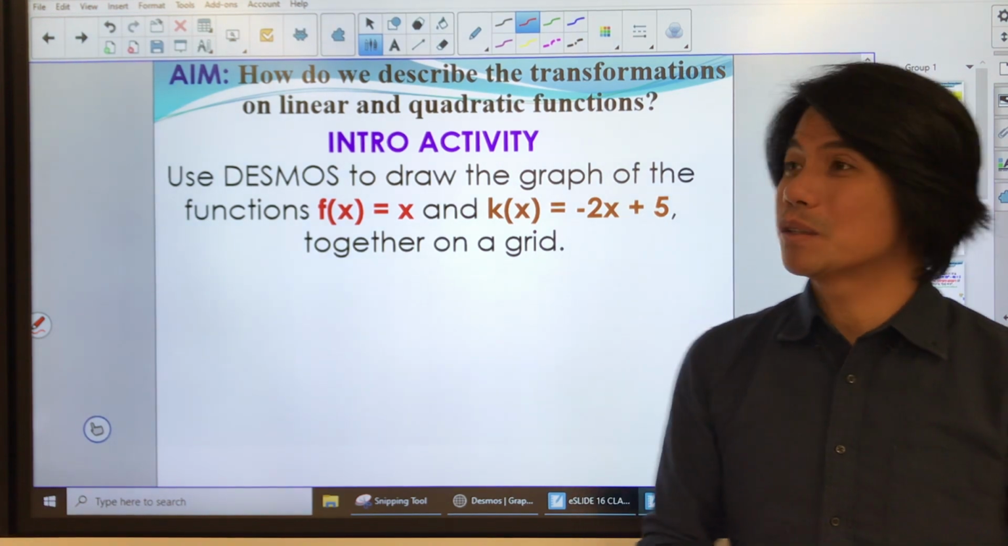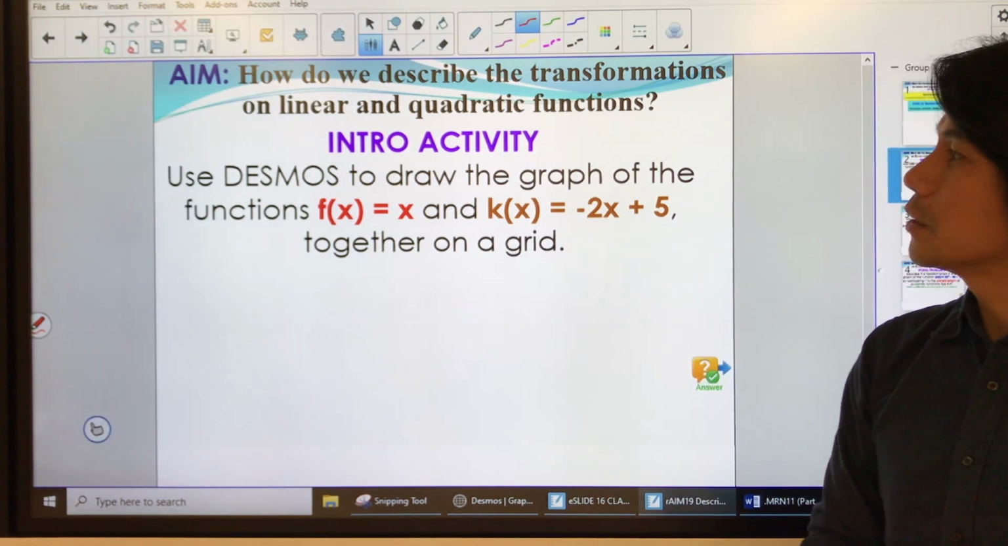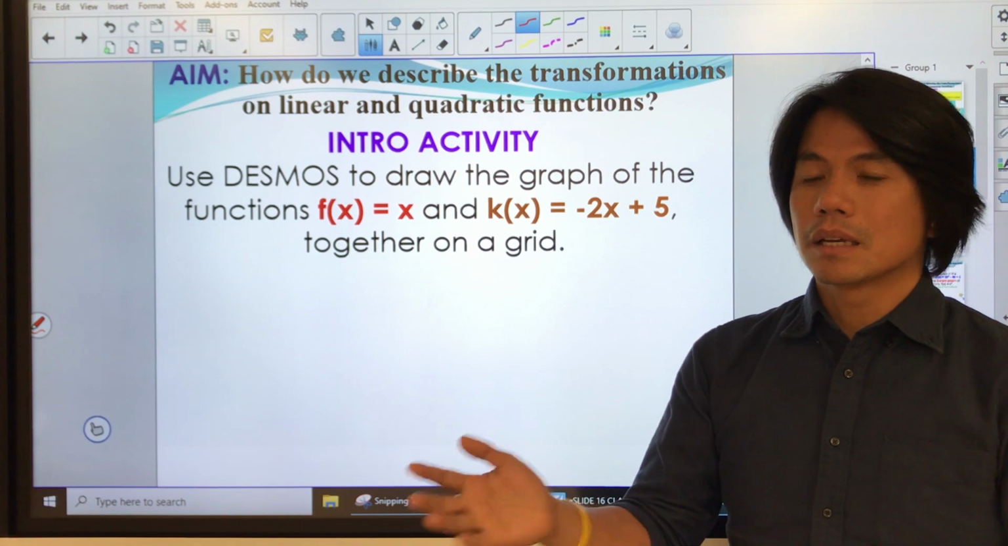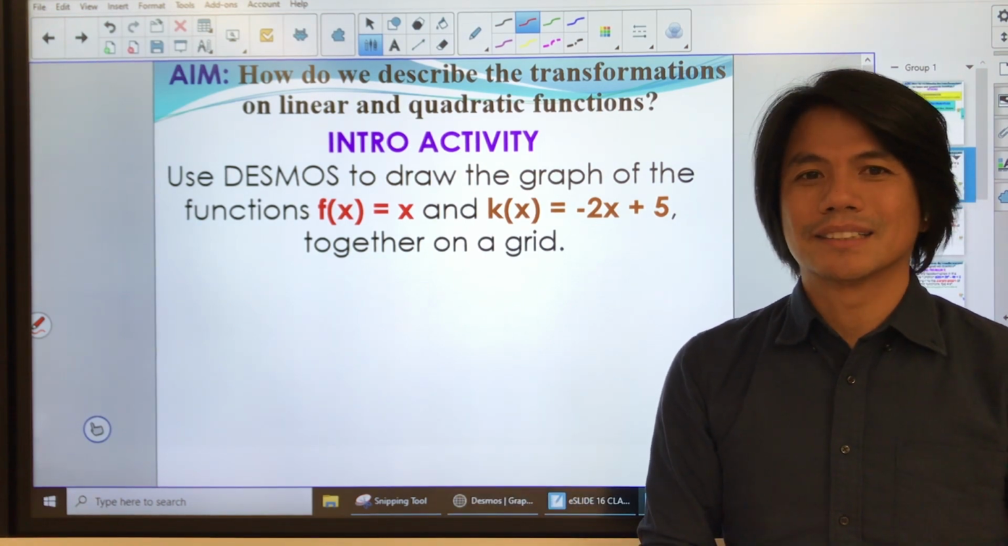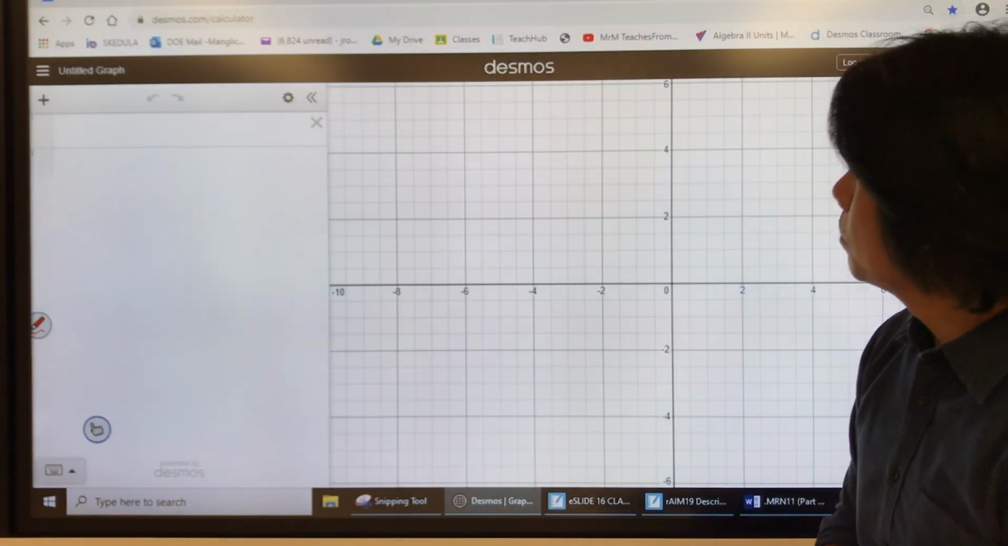M. Today we are going to learn how to describe transformations on linear and quadratic functions. Be sure to pause your video while you're doing the intro activity. Come back once you're done to check your answer. Welcome back. So let's go and open DESMOS.